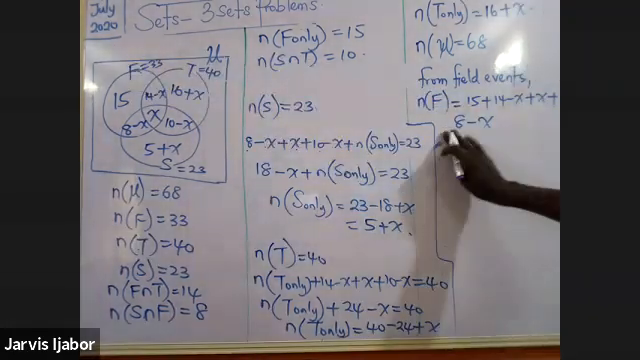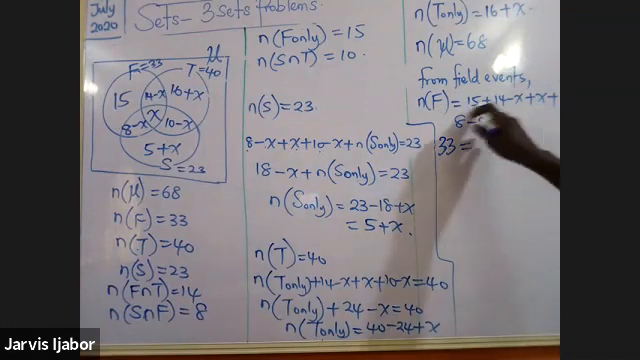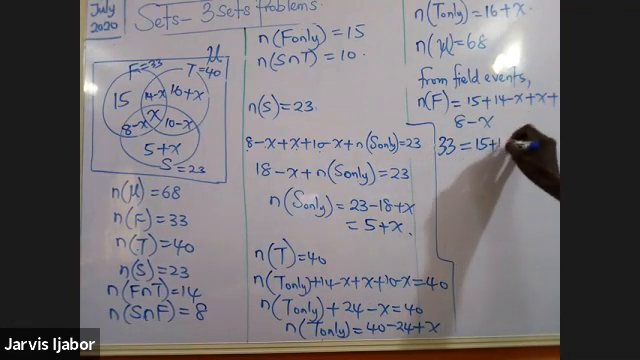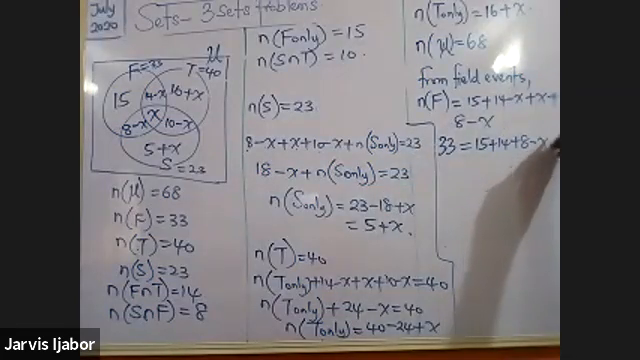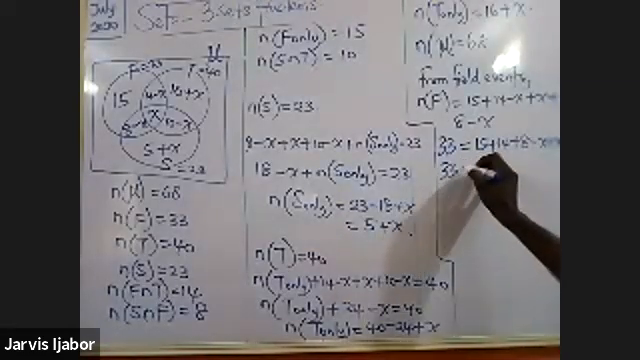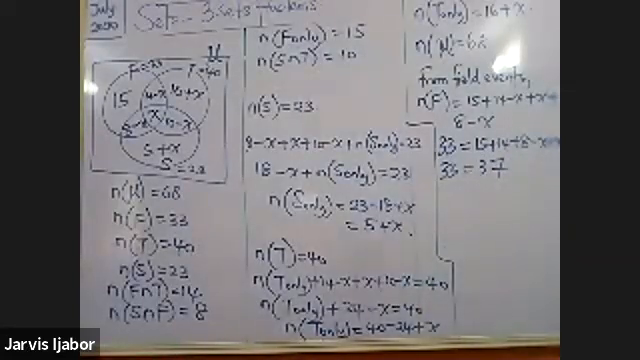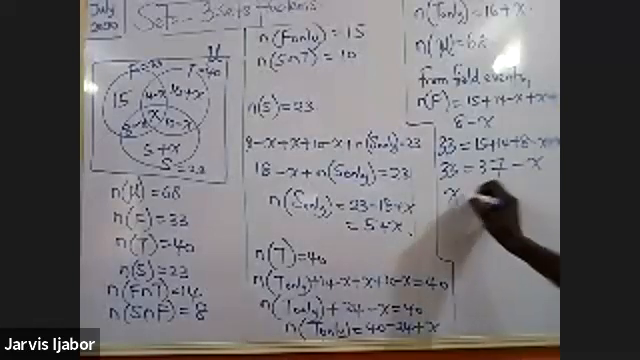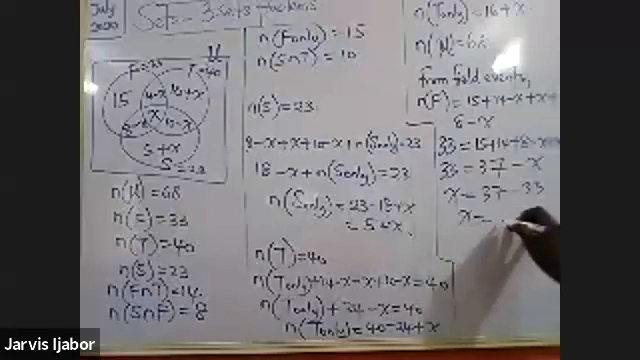So with that in place, the number of field events is 33. So 33 will be equal to 15 plus 14 plus 8 minus x plus x minus x. So what does that give you? That will give you 33 equal to 37, if I'm right, minus x. Meaning that x will be equal to 37 minus 33.